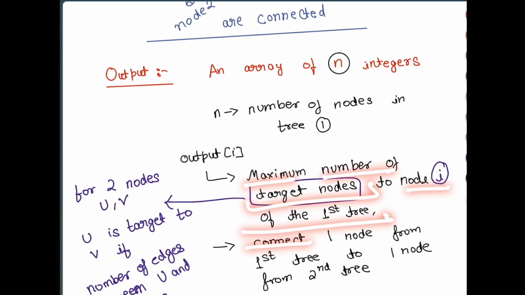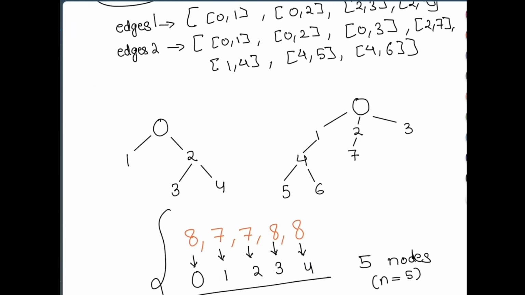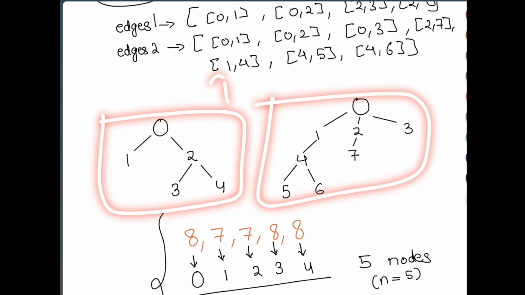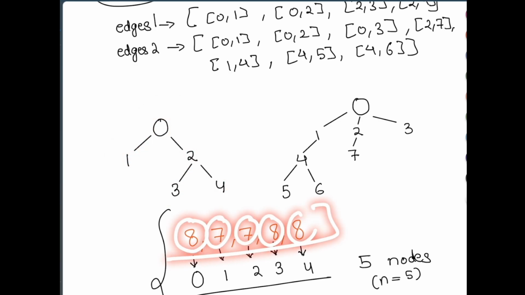after you connect both the trees using one edge. That is, you connect one node from the first tree to one node from the second tree. So you basically need to connect both these trees using just one edge, and then find the maximum number of target nodes you can have for each node 0, 1, 2, 3, 4. For this particular input, the output is 8, 7, 7, 8, 8.